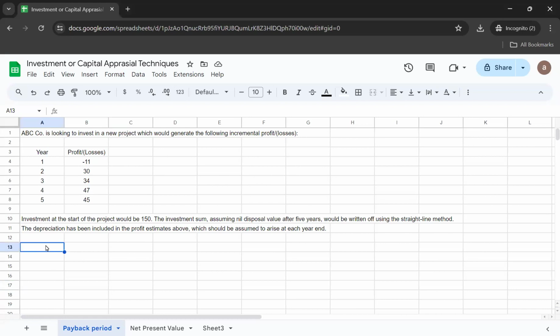A few techniques that we are going to look at in this video are payback period and net present value. I would also try to cover payback period including time value of money, which is called discounted payback period. It's a combined technique, but in this video, the focus will be payback period and net present value. So let's get started.